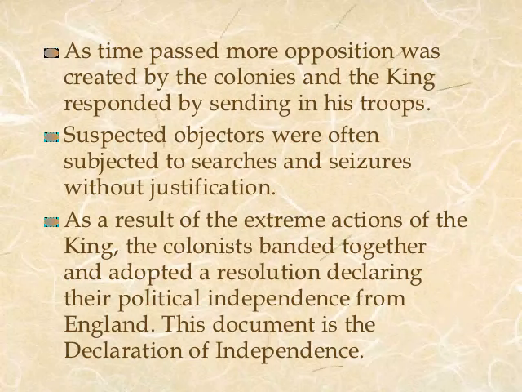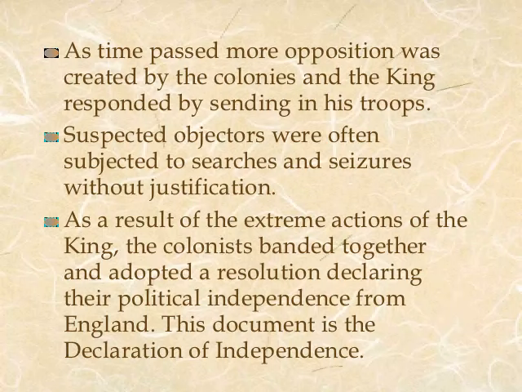As time passed, the colonists started to complain, and the king responded by sending in troops. Suspected objectors to the king's rule were often subjected to searches and seizures without justification. What I want to tell you is the history of the treatment of the English American colonists affected the writing of the Constitution and laws that we have today, and we'll get to that in a minute. As an extreme result of the actions of the king, the colonists banded together and adopted a resolution declaring their political independence from England. This was called the Declaration of Independence.